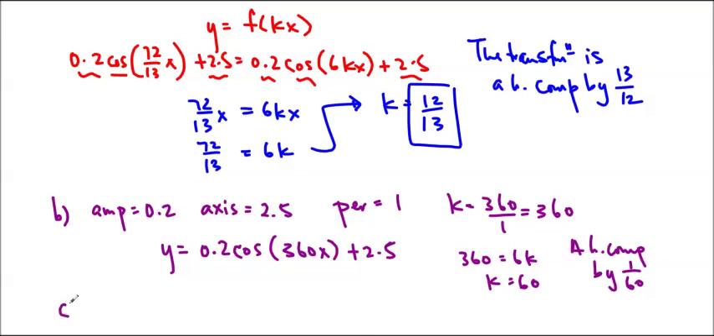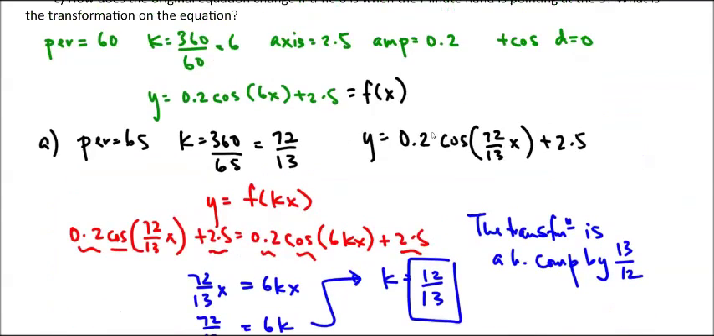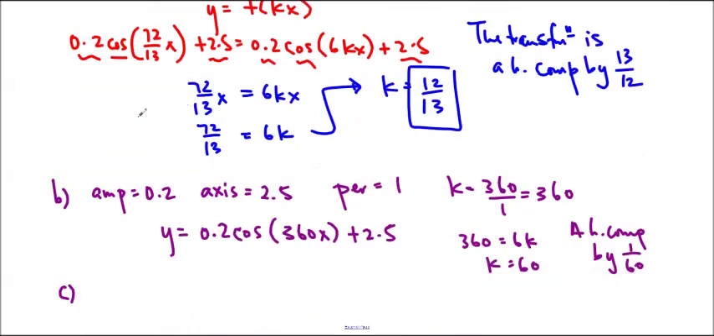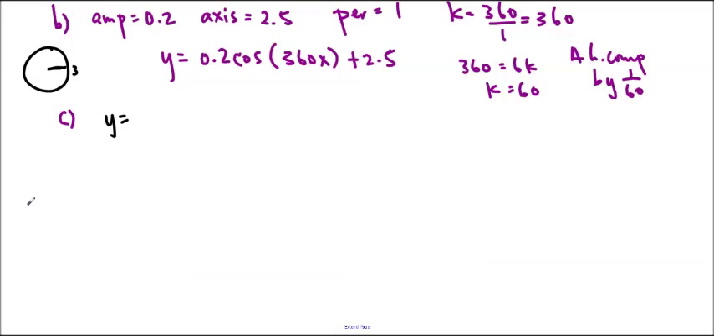And so the last question asks us, how does the original equation change if time 0 is when the minute hand is pointing at the 3? What is the transformation on the equation? So if you think about that minute hand pointing at the 3, and it's the minute hand, so okay, that's pointing to the 3. We're using positive cos again because we want to know what the transformations are. It's easiest to graph this out. So let's do a little graph.